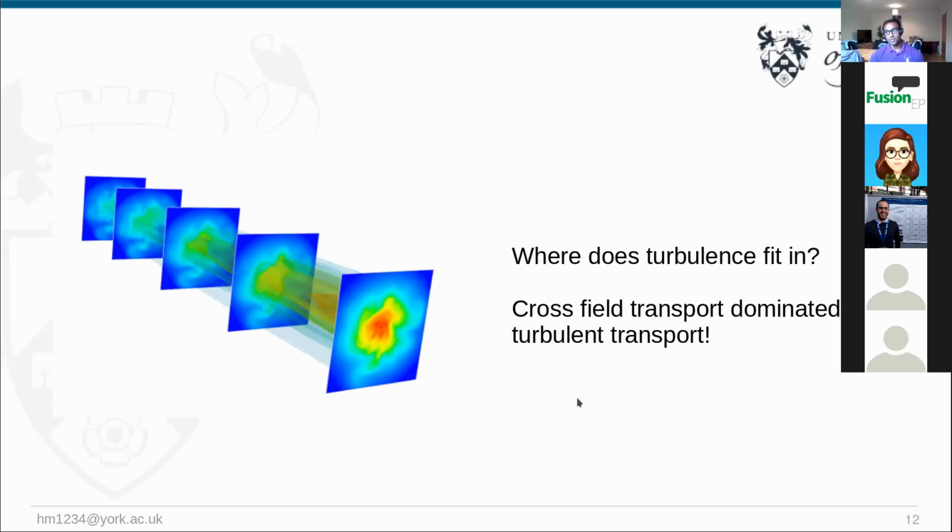So why do we care about turbulence? Well, turbulence is the main mechanism for cross-field transport in tokamaks. And I'd like to see how the turbulence is changed when you go into these SuperX configurations and when the detachment kicks in.